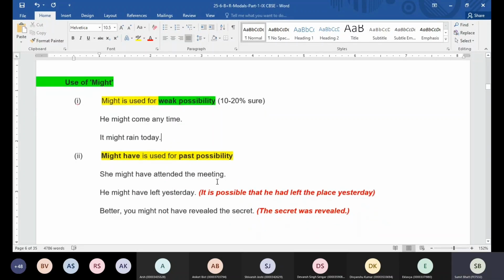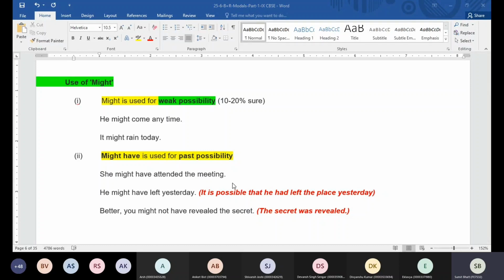Okay, like she might have attended the meeting. So it is going to be a polite way of showing the past possibilities. When you don't want to hurt the person in front of you. We are not talking about the ability of the person here. We are talking about the past possibilities. Okay, and when you don't want to hurt the sentiments of the other person, then you can use might have.